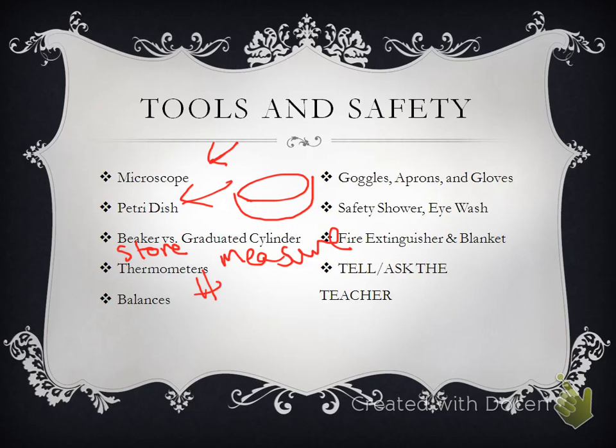A thermometer is for heat, looking for heat change or change in energy, and the balance is there for mass. A balance is not there for weight, so remember that: mass, not weight.